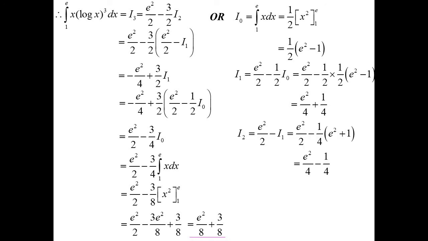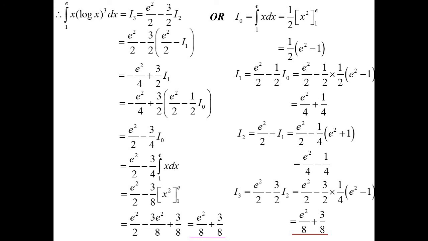Of course, the other way I could have worked out I3, notice how I've done it by going down to I0. Another way of doing it is building it up from I0. So I could have said, well, I0 is the integral of x dx, so I know what that is. And then I1 would be e squared on 2 minus a half I0, sub in the answer I just found for I0. Then I2, so basically it's just going the other way. Sub in what we just found for I1, then I3, sub in what we just found for I2, and again we come up with the answer. So whether you work your way down from I3 or work your way up from I0, doesn't really matter.